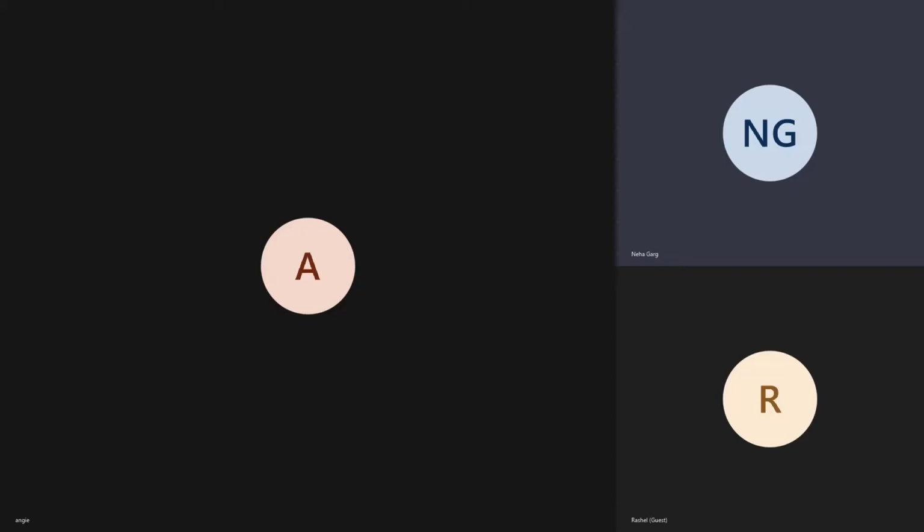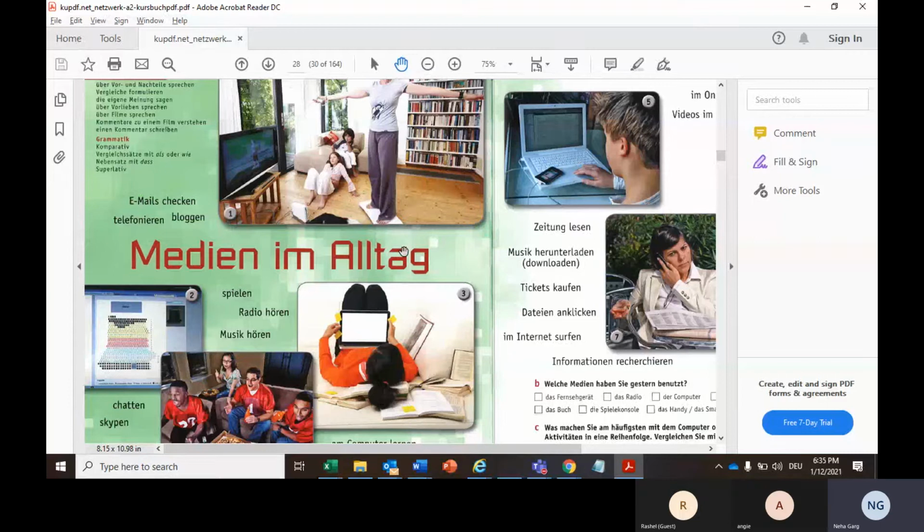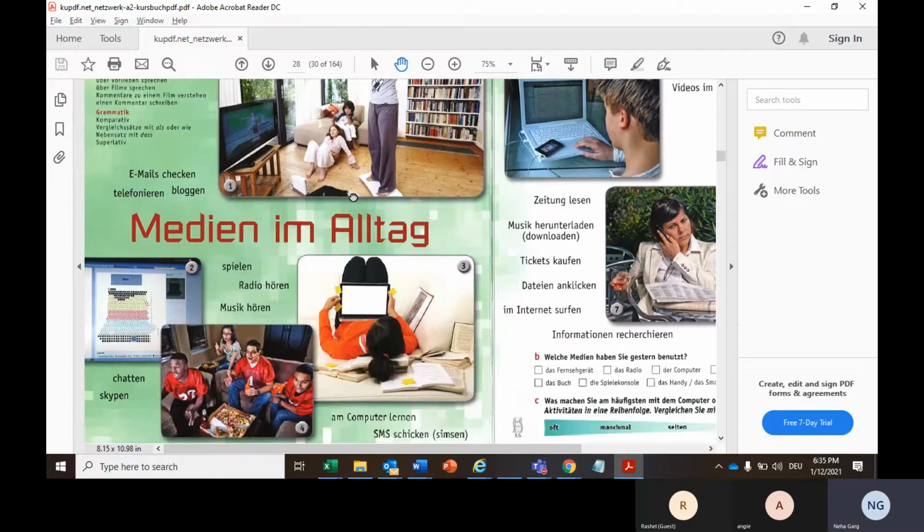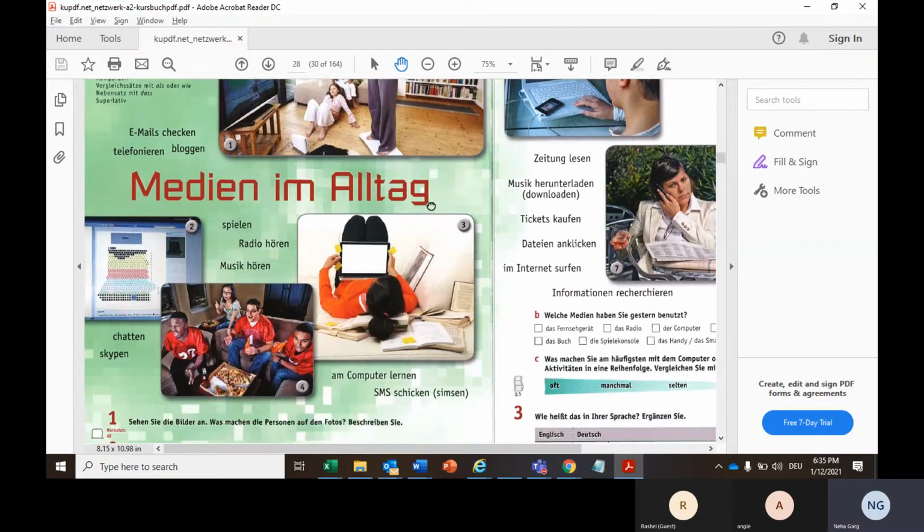Medians, the regular modes or resources which you use on daily basis, basically the appliances or the medians which you have, maybe your phone or online surfing or the laptop which you are using or tablet or any other appliance which you are using. So that is what it is all about, whatever you use on daily basis. So Angie, can you please read this first page for us?